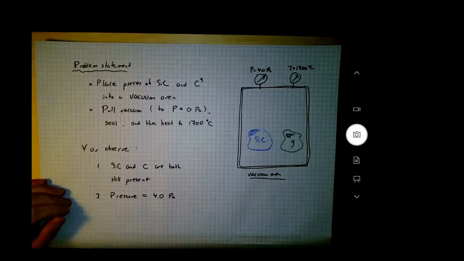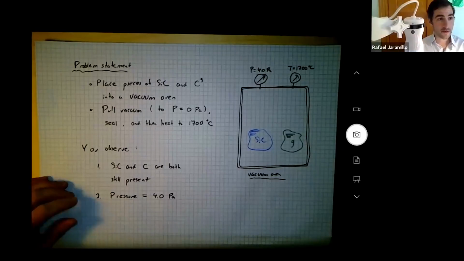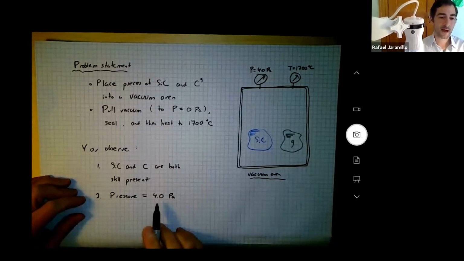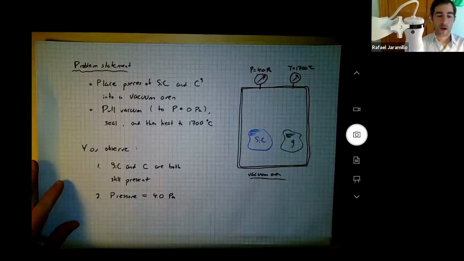Gas phase. Gas, right? There's gas. There's a gas phase there. You can't see it with your eyes, but it's there. Your pressure gauge tells you it's there, right? There's some pressure. There's some gas pressure. Good. Thank you. All right.